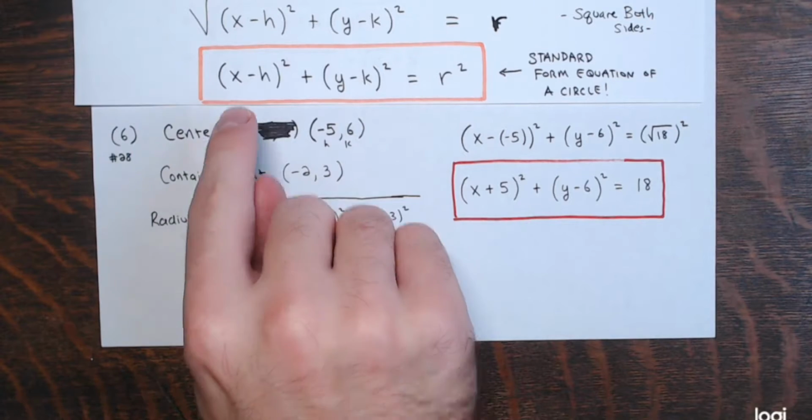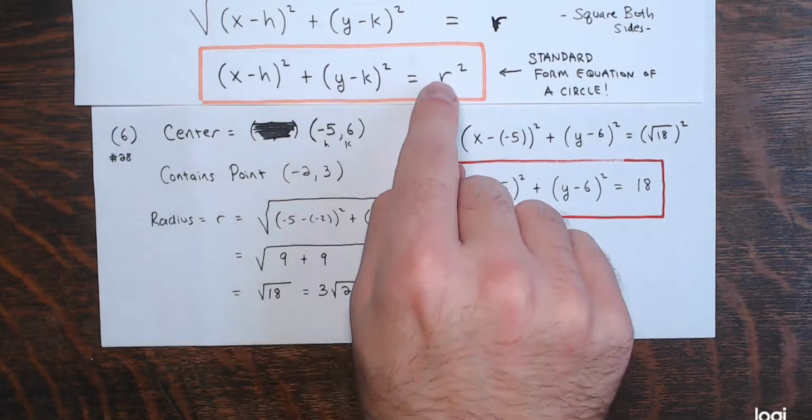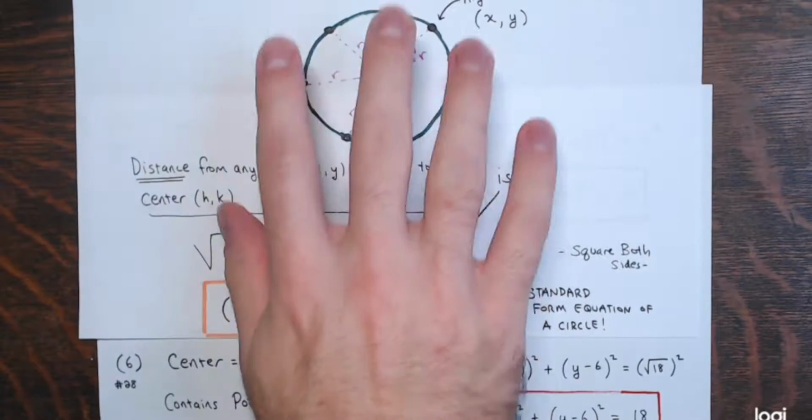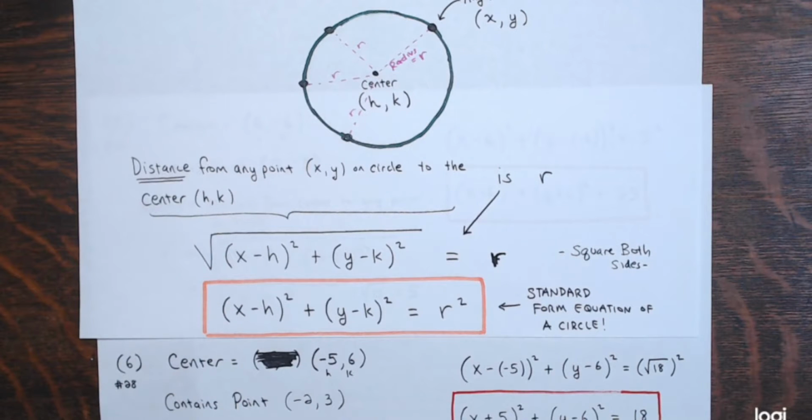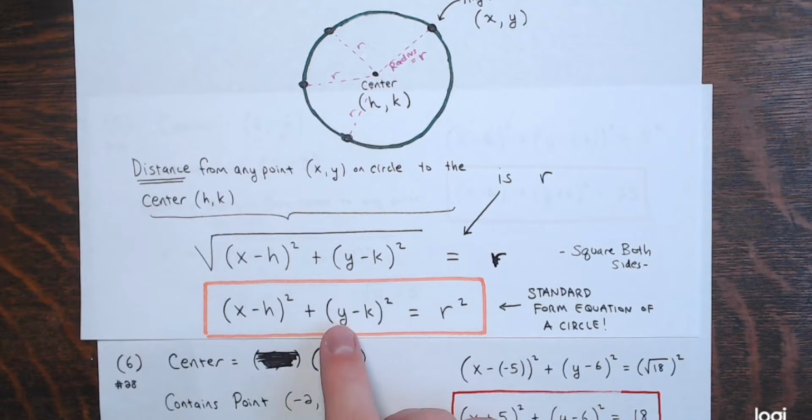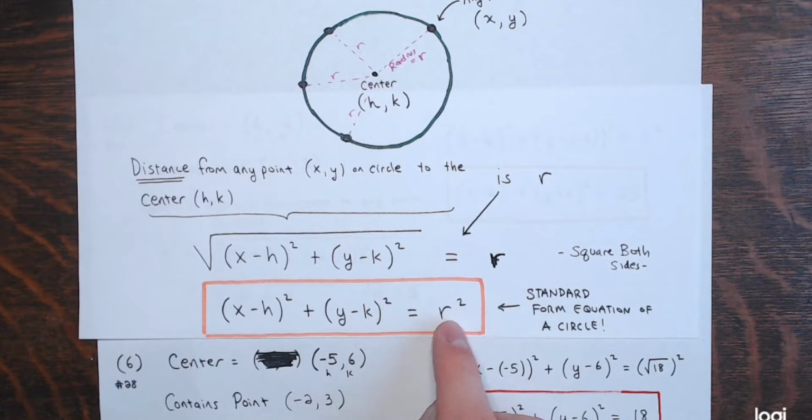So again, now you saw how it was developed, using the definition of a circle, but I would definitely recommend memorizing this, the standard form equation of a circle. X minus the x coordinate of the center squared plus y minus the y coordinate of the center squared equals the radius squared, just to make things easier for you, quicker for you in the future.